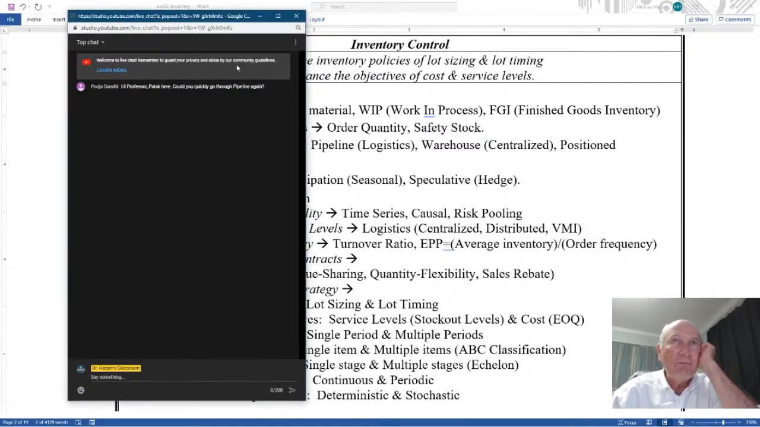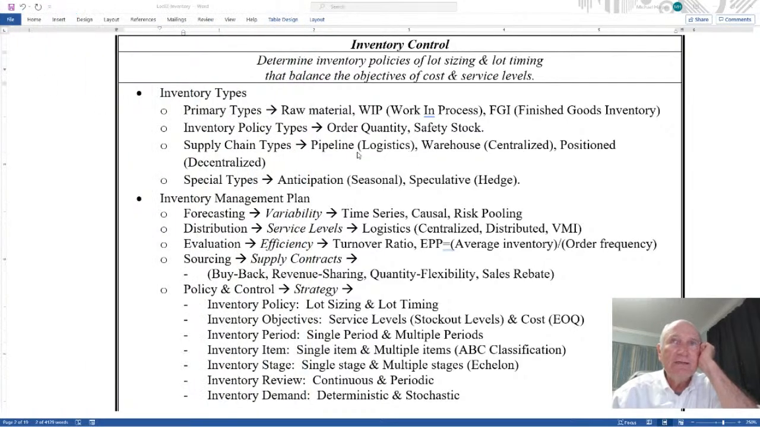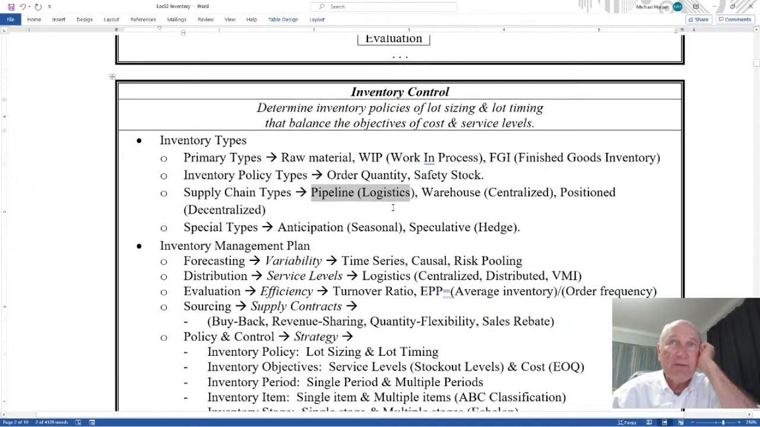Could you quickly go over pipeline again? Okay, pipeline simply means logistics. In other words, in supply chain, especially commodities, sometimes when you're ordering from another country, let's suppose India is ordering from China. Well, you're ordering it. It's not going to be there in a day. It's going to take a while. Well, when it's on that barge, when it's on the rail, when it's on the truck, who owns that? That's inventory that you're managing. Okay, who owns it, who's managing it, who is controlling it.